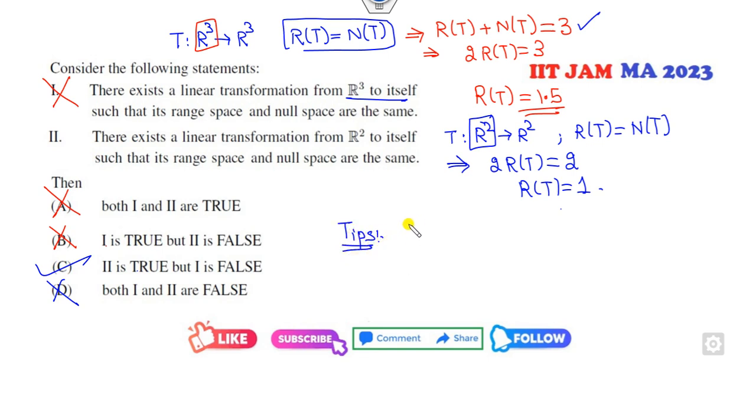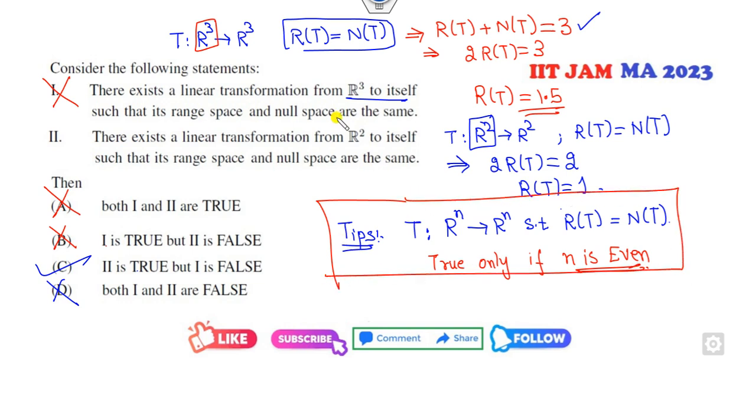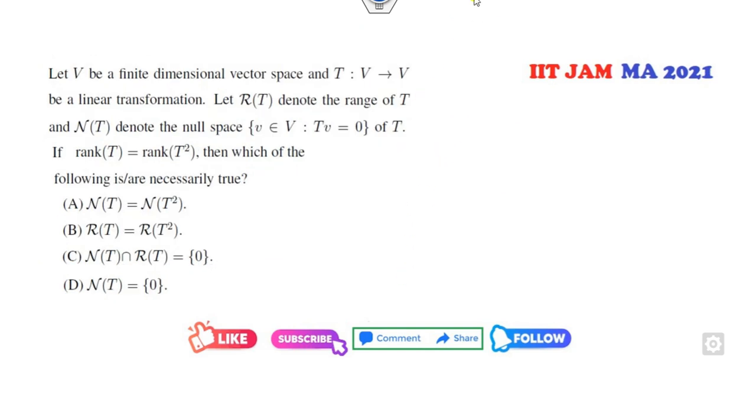Now I will give you the tips. Whenever you have the mapping from Rn to Rn such that range of T and the null space of T are same, this is true only if n is even. Fine. If you remember this shortcut tip, then you can solve this question again, because 3 is odd, so again this is cancelled. 2 is even, so yes, this is the correct option. Fine. Okay, look at this one.